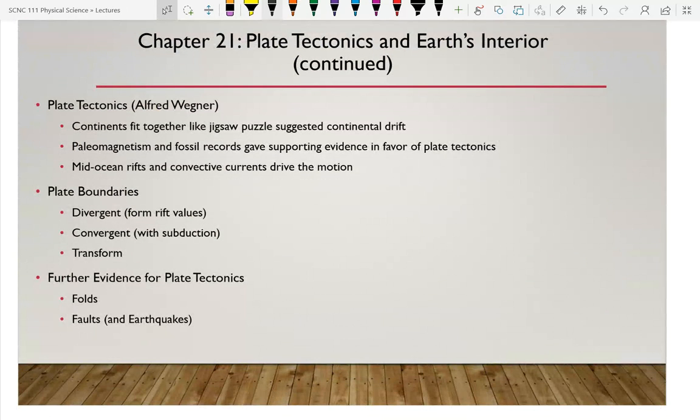Know the theory of plate tectonics, that we have these plates that slide over the surface of the earth. And what drives that motion is the magma pushing up into the rift zones, pushing the plates apart. And so we have the divergent boundaries where we have the rift valleys. That's supposed to be valleys. It says values, doesn't it? Very nice.